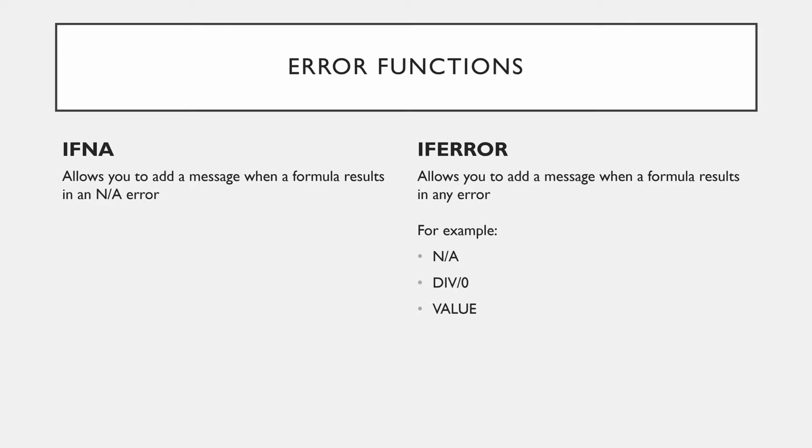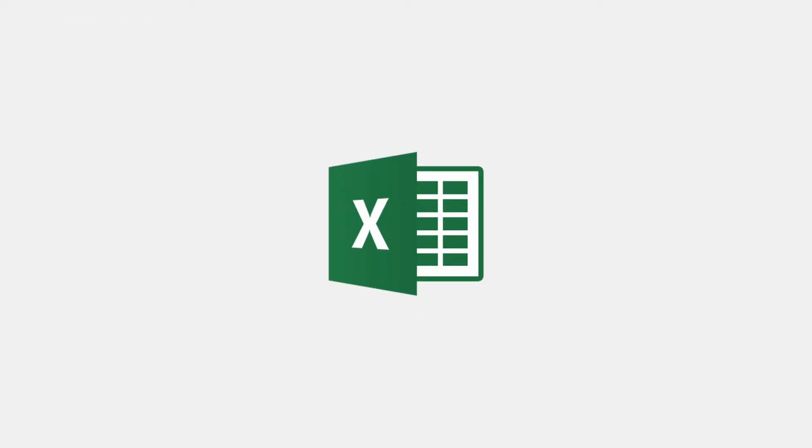This includes the NA error, but also includes division by zero and the value error, which is just when you try to use the wrong data type, like trying to add numbers with words. So now let's see how we can use these two functions in an example.